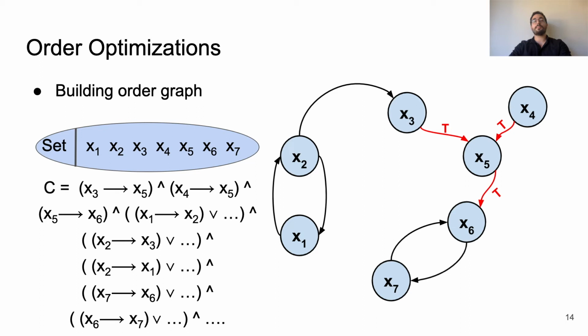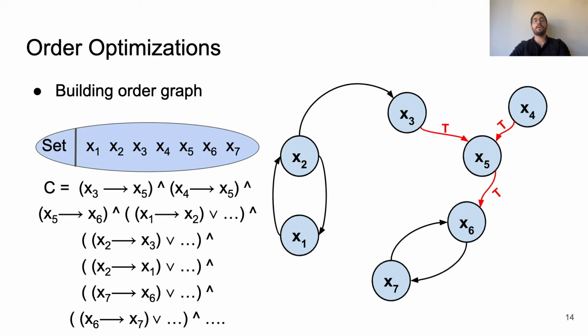Polarity is important since a variable that appears only in the positive polarity can contribute to satisfying the entire formula if it is true. Satune builds an order graph and uses polarity analysis and different optimizations to simplify it.